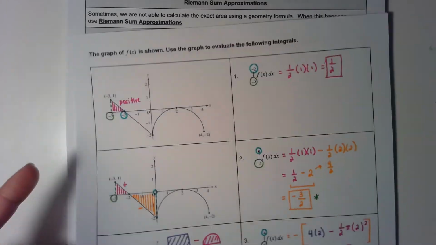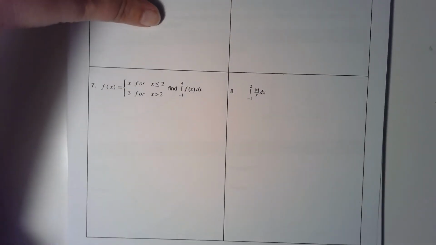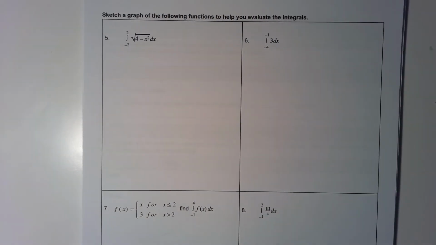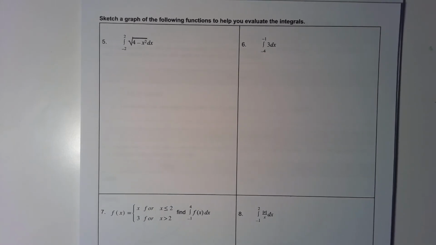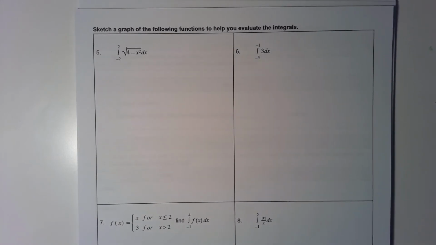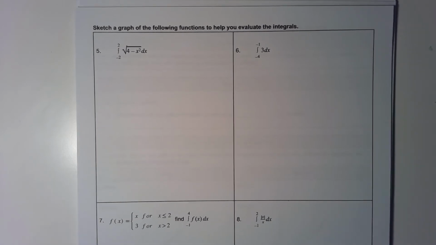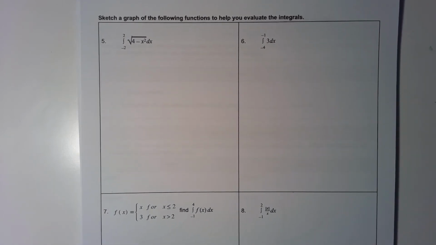All right, last but not least, I picked up too many pages. What do we do if we don't have a graph? So one of the strategies that we can use to find an integral when we don't already have a graph is that we can sketch a graph. So what we're going to go through right now are a couple different examples where we're going to sketch a graph and then find an area.